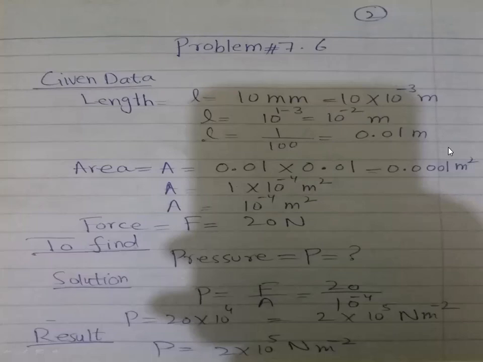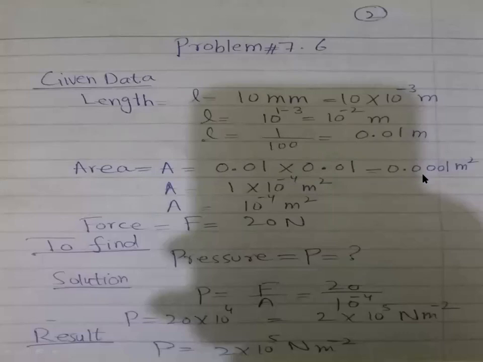To find the pressure, we need two things. One is force, another one is area. So how can I calculate the area? One length is given. If I multiply these two lengths, it will give me the area. So area: 0.01 multiplied by 0.01, I will get 0.0001 meter square. Its unit is meter, so meter square. The SI unit of the area is meter square.